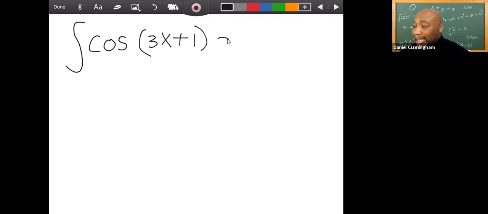If we get a little bit more complex, we're going to use something that some people call a reverse chain rule. I'm going to show you how to use that using some examples. So again, we want to look at some outside functions and some inside functions. For example, at the end, you'll be able to integrate something like the cosine of 3x plus 1 dx.